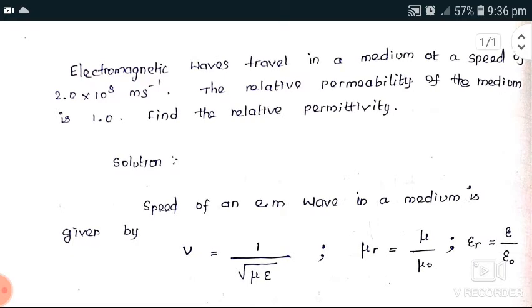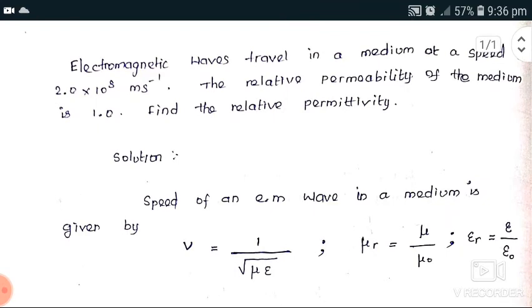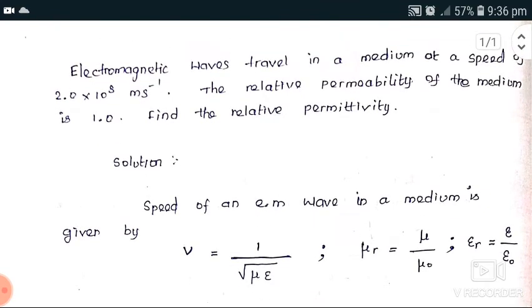Now we will go for the solution. First, what is given? They have given the speed of electromagnetic waves traveling in a medium, which is very important. From the properties of electromagnetic waves, the speed v of electromagnetic waves in a medium is equal to 1 divided by the root of permeability into permittivity in the medium.